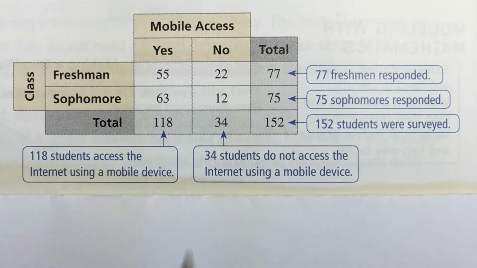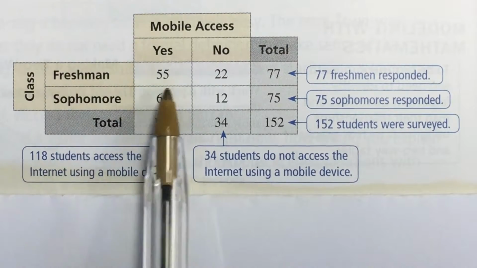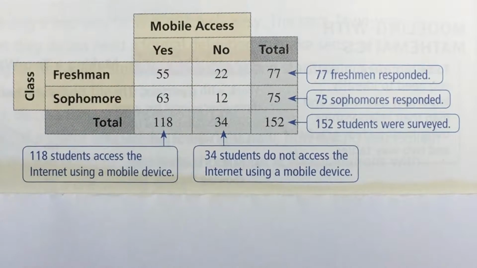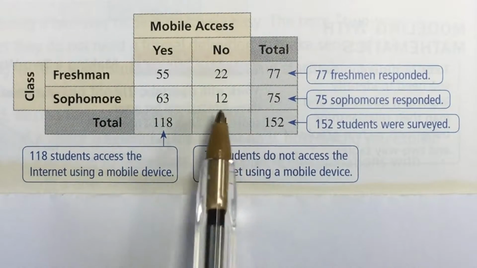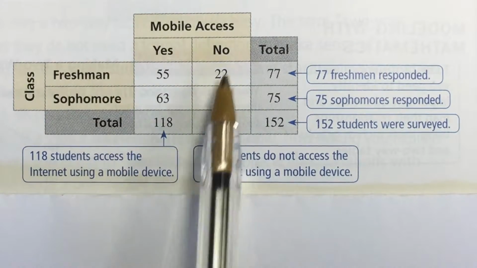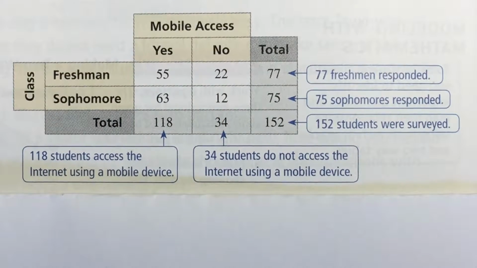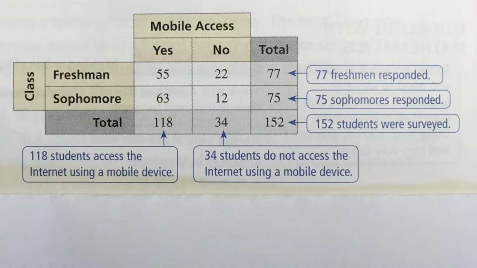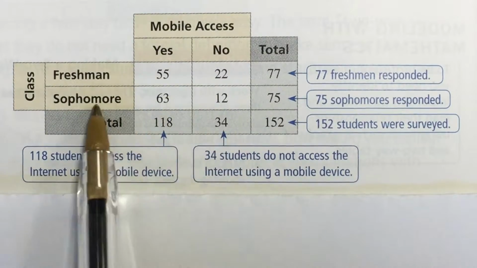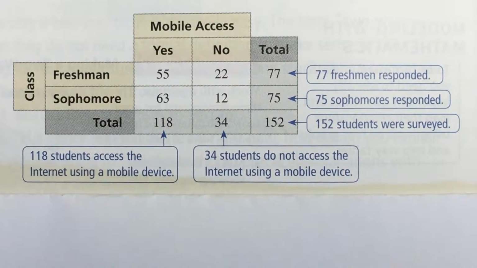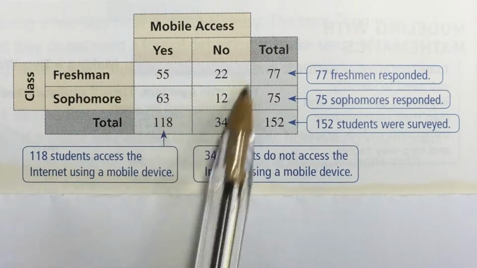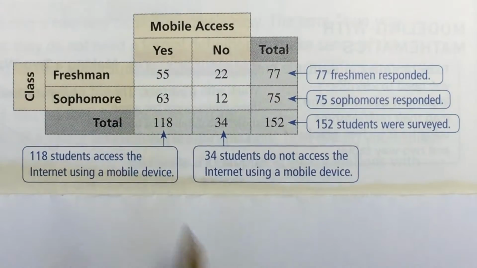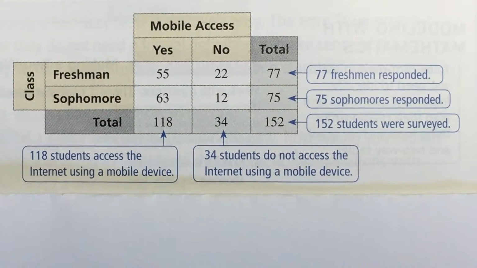In this two-way table, this 55 represents that there are 55 freshmen that, yes, they have mobile access, and there are 22 freshmen, no, they do not have mobile access. And likewise, there are 63 sophomores that have mobile access, and 12 sophomores that do not have mobile access. Using the four numbers inside the two-way table, you can come up with totals on the outside.